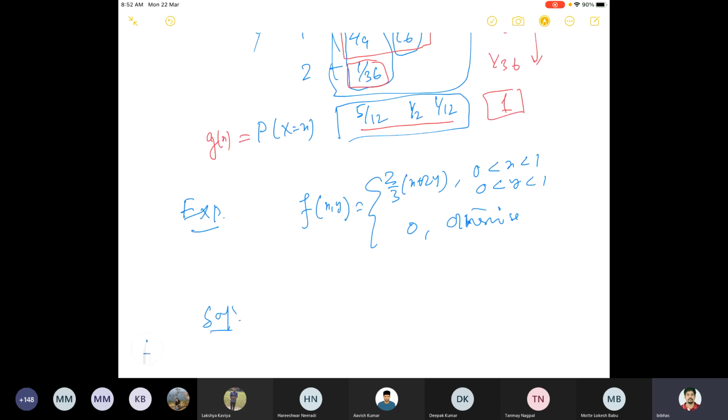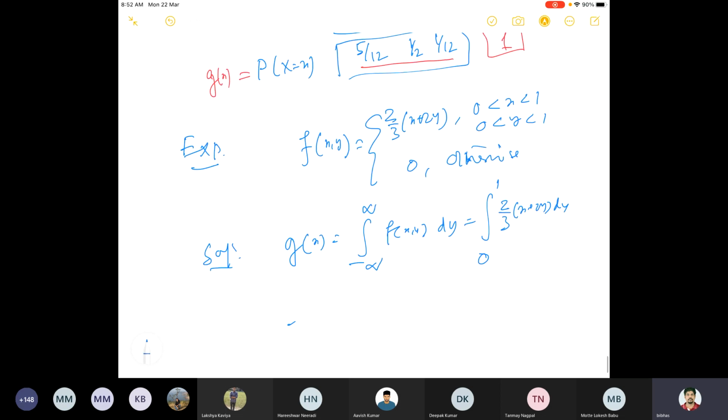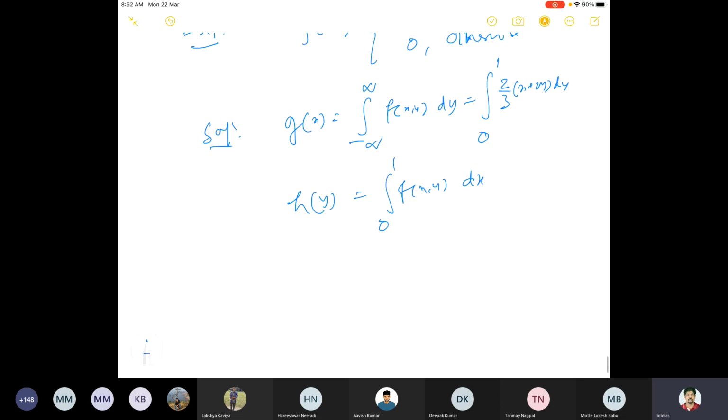You can calculate g(x), which is nothing but the integral from minus infinity to infinity of f(x,y) dy, and so 0 to 1, because otherwise it is 0. f(x,y) is 2 by 3 times (x plus 2y), integrated with respect to y, and you can find the answer. Similarly, you can find h(y), which is the integral from 0 to 1 of f(x,y) dx. This is how, for the case of continuous random variables, you can find the marginal distributions.